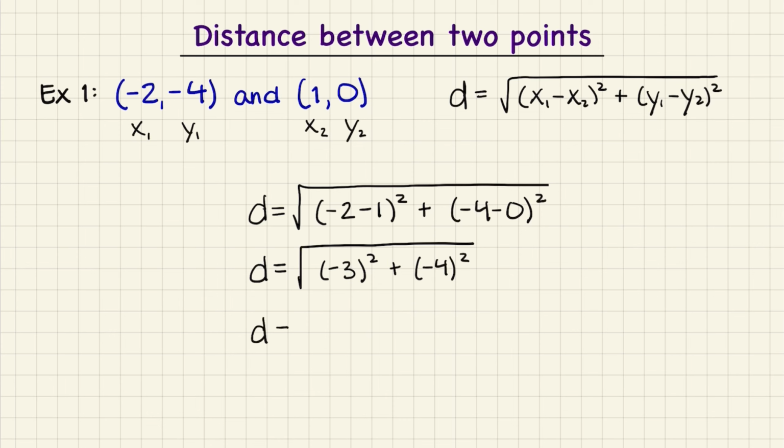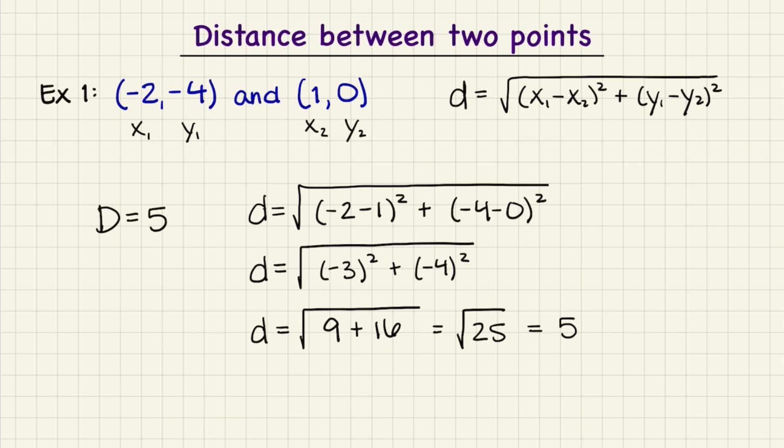And then we'll simplify that further, and we'll get the square root of negative 3 squared is 9, negative 4 squared is 16. So 9 plus 16, which equals the square root of 25, and the square root of 25 equals 5. So the distance between these 2 points is 5 units. Let's look at another example.